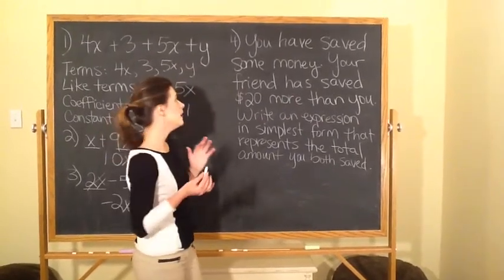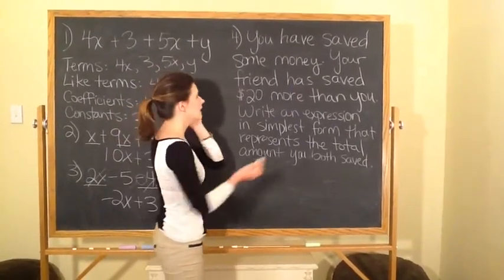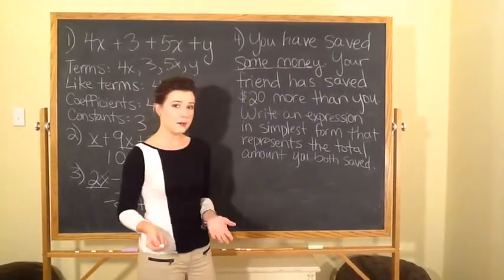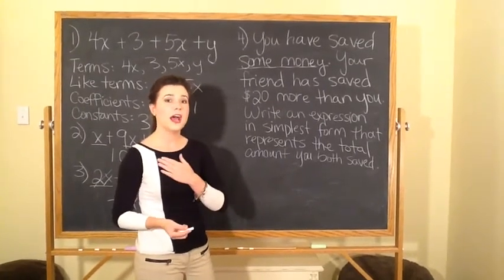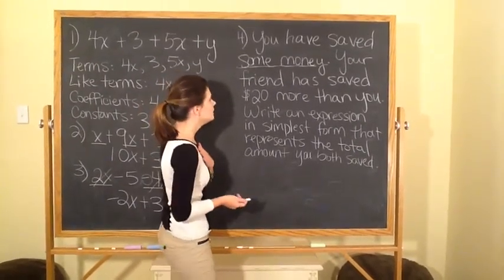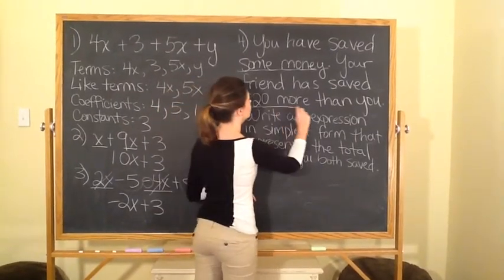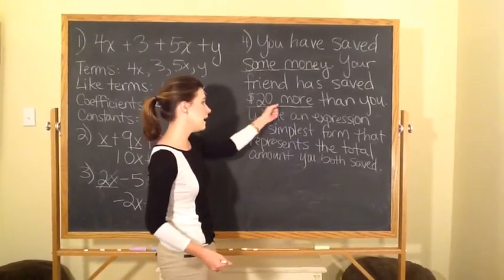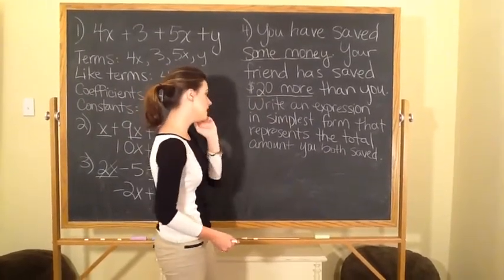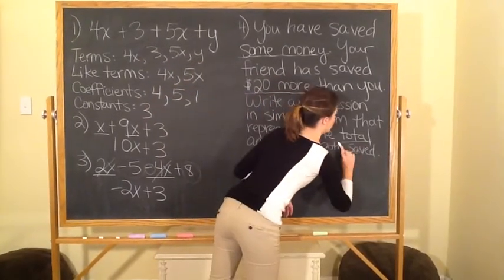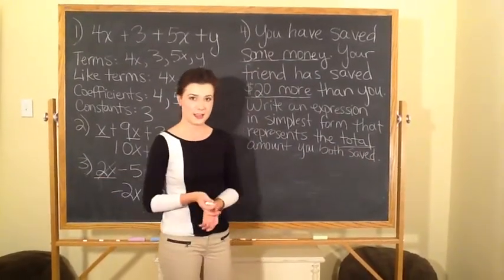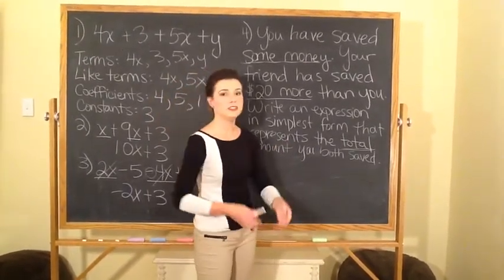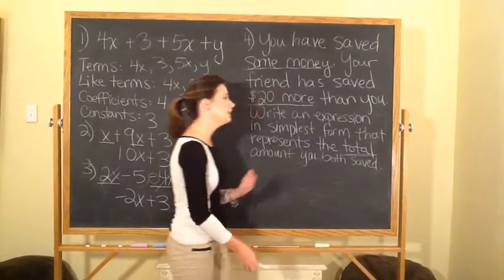So I see some very important terms real quick. The first thing that popped out to me is that it says some money. So we don't know how much money we have, which means we are going to have to use a variable. I also noticed that it says your friend has $20 more. So we're going to have to add $20 to your amount to get how much your friend has. And then lastly, I saw the word total. Total means that we are going to be adding. So I know I'm going to be adding my number, which I don't know what it is, and then my friend's number, which is my number plus 20, and then we're going to have to simplify.